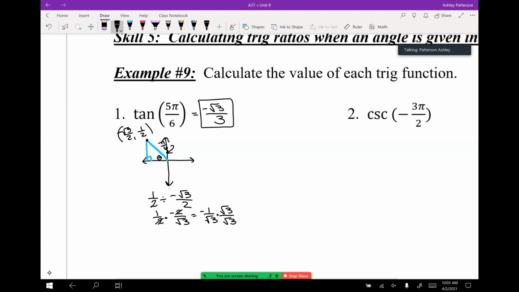Now, a little friendly tip, if you are trying to memorize your tangents, tangent of 45 is always 1 because it's an isosceles triangle. The legs are the same. We just have to think about, is it positive or negative depending on where we are in the quadrants.